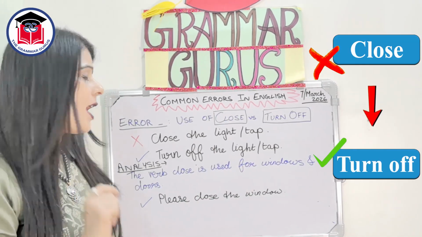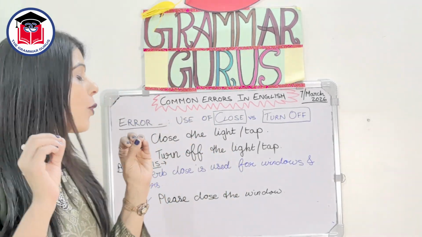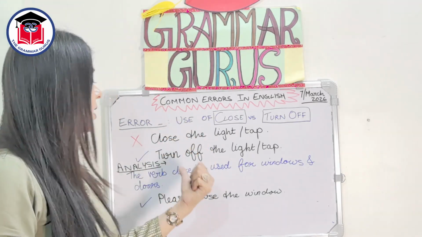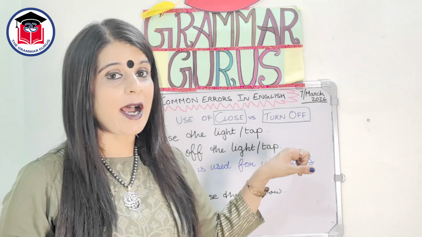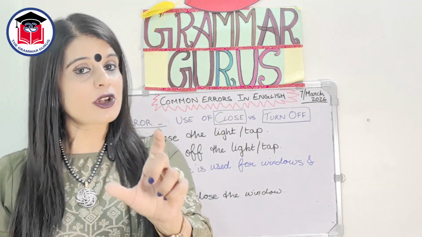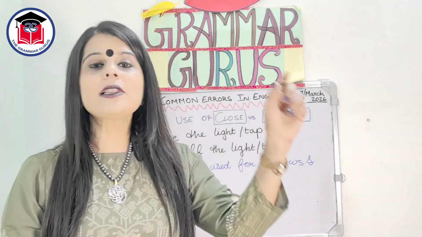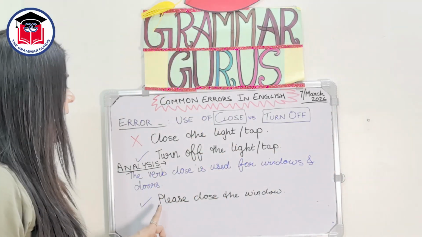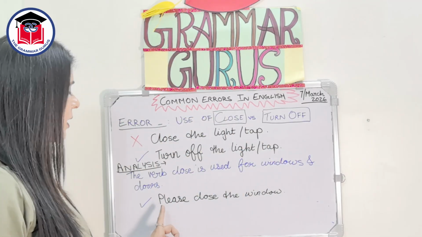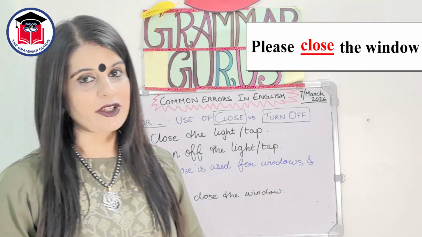The reason being, as a rule in grammar, the verb close is used for windows and doors. Hence, we cannot use the verb close for light or tap. This is a very easy hack. Remember that I am supposed to use close with windows or doors only, and I will use turn off with light or tap. Hence, the correct sentence would be either turn off the light or tap, or if you want to use close, then it should be a window. So please close the window.